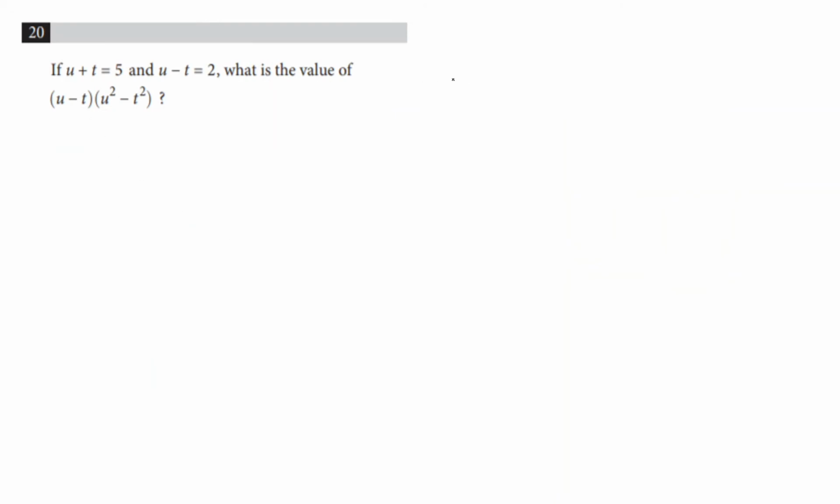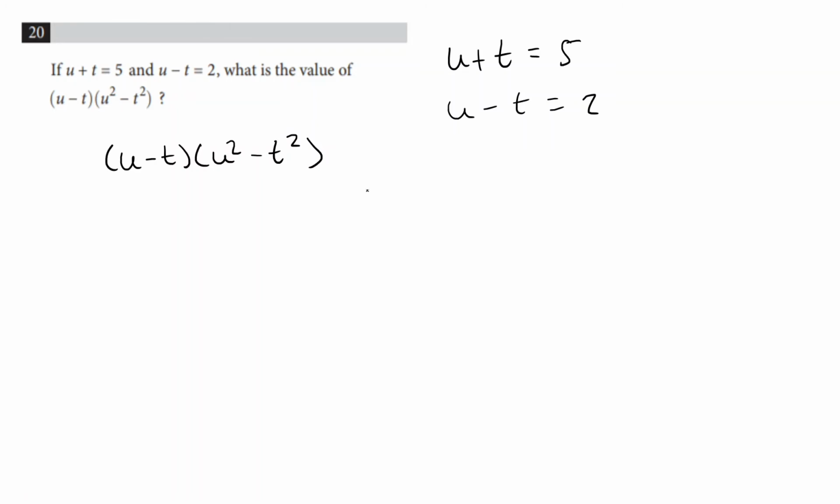If u plus t is equal to 5, and u minus t is equal to 2, what is the value of u minus t times u squared minus t squared? Okay, so the key thing here is to factor this, okay? So we have u minus t times u squared minus t squared. Okay, so let's factor this out. This is already factored. We don't need to do anything with that.